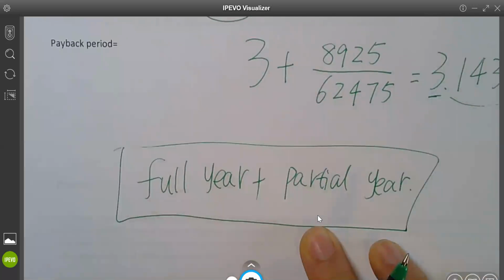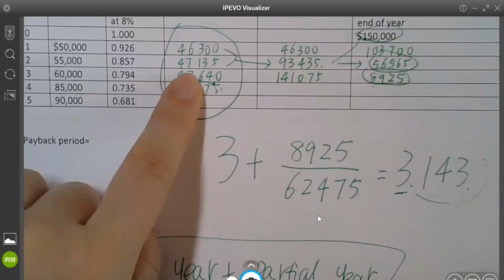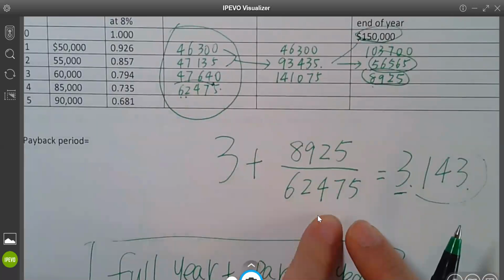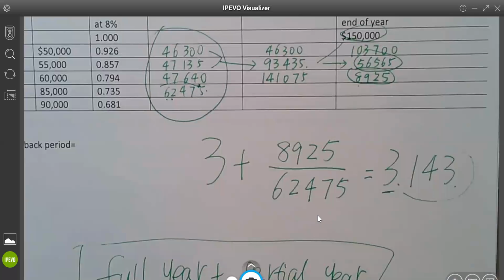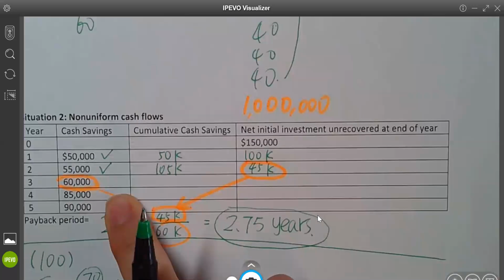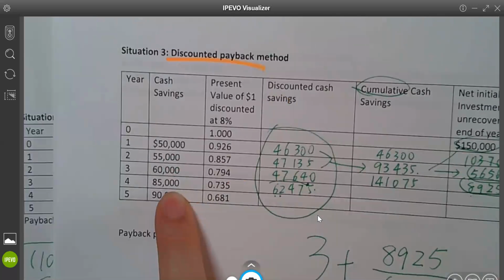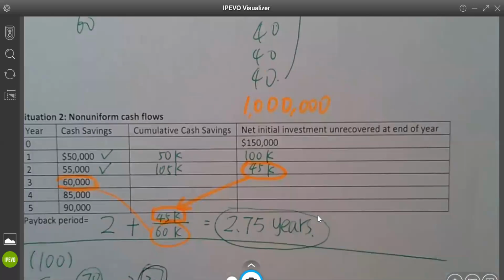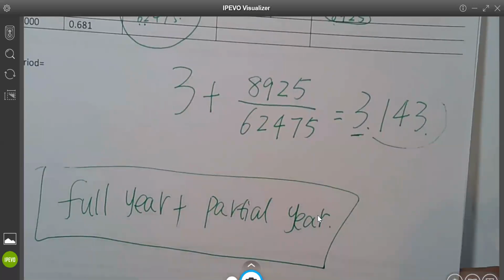Okay, and then the last situation is you do the discounted cash flow. So you first discount, and then you do the non-uniform cash flow. I want to point out one thing here: we use the same cash flow, but situation 2 you don't discount, situation 3 you discount. In situation 2 you need 2.75 years, in situation 3 you need more than 3 years. So that makes perfect sense, right?